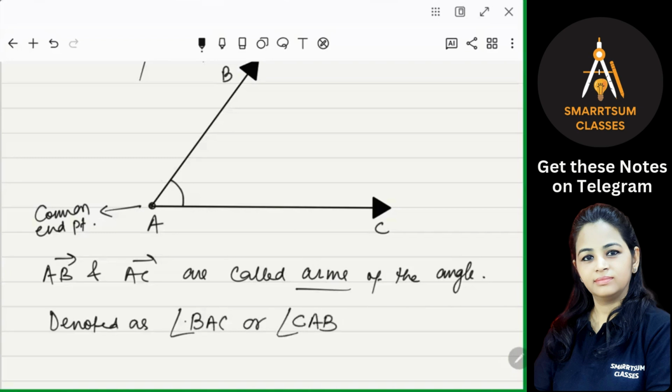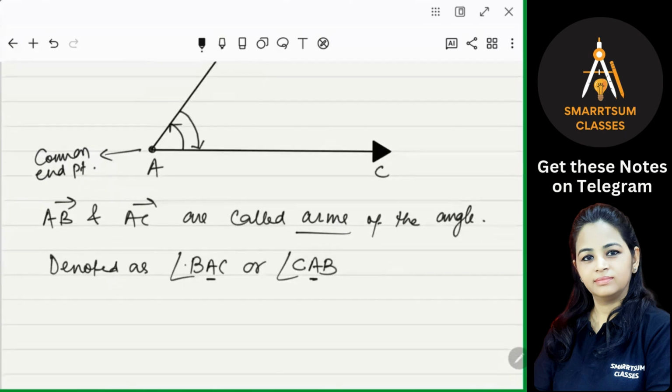If you look at this from here to here, you will call it CAB. If you are looking at this angle from here to here, then you can say it as angle BAC. And in both cases, the common endpoint is in between. A is in between, whether you call it BAC or CAB. And sometimes we also call it angle A. So rays AB and AC are the arms of this angle, and A is called the vertex. So A is the vertex, and AB and AC rays are the arms of the angle.